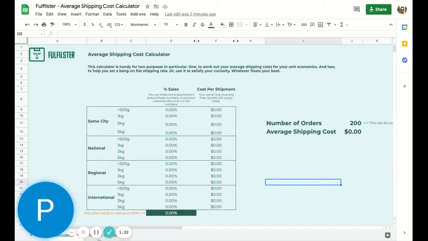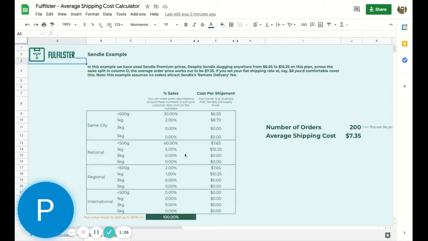So let's have a look at this example down here. This is the calculator itself. Let's have a look at an example here where we use Sendle. These numbers, by the way, are based on the Sendle Premium plan, which I'll link in the description.